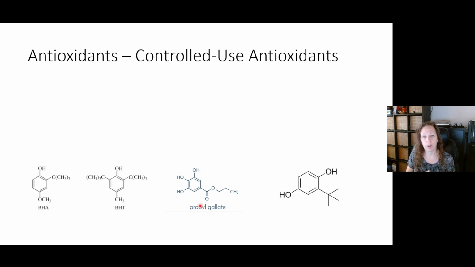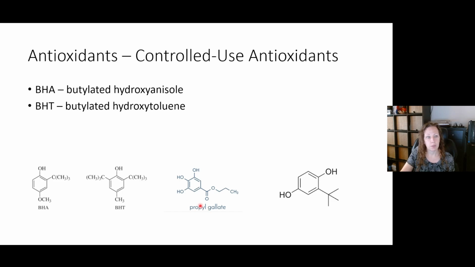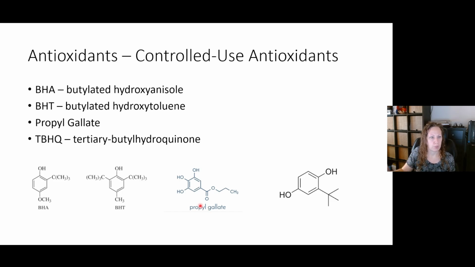Okay, so those were our GRAS antioxidants, and then next are our controlled use antioxidants. And so these include BHA, which is, you don't need to know the full name of this, but butylated hydroxyanisole, BHT, butylated hydroxytoluene, propyl gallate, and TBHQ, which is tertiary butyl hydroquinone.